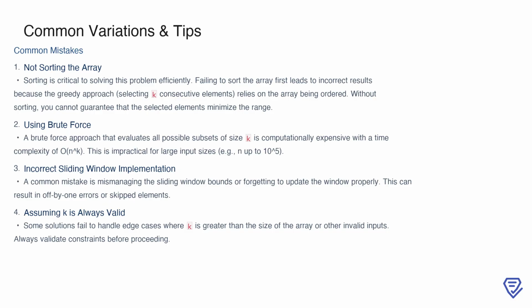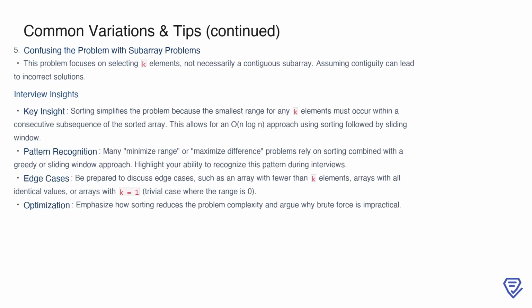For instance, if k is greater than the size of the array, or if other constraints are violated, the program should handle these cases gracefully instead of assuming k is always valid. Another common point of confusion is equating this problem with subarray problems. While many problems involve contiguous subarrays, this one does not. It focuses on selecting k elements, regardless of their positions in the array. This distinction is important to avoid incorrect assumptions about the solution.